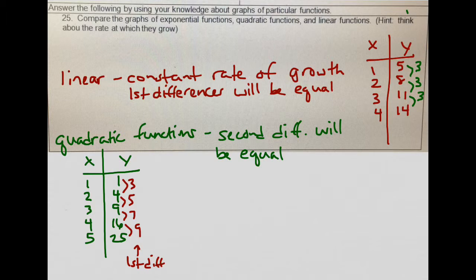And they're not constant, so this isn't linear. But if I take the second differences, 5 minus 3 is 2, 7 minus 5 is 2, 9 minus 7 is 2, the second differences will be equal. So I'll know that this is a quadratic function.